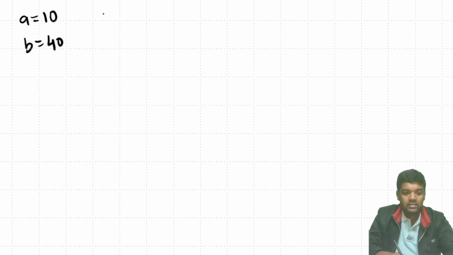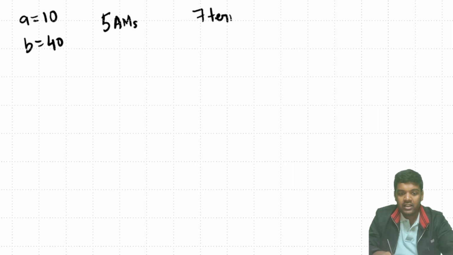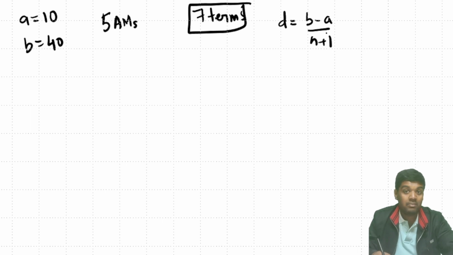Super clear? Okay, so let's try to understand this with an example. Let's say A equals 10, B equals 40, and let's say we are to insert 5 AMs. So a total of 7 terms we are having, of which A is 1, B is 1 and 5 are AMs. Now we know the common difference of this entire 7 terms will be (B minus A) by (n plus 1). N is the number of AMs.